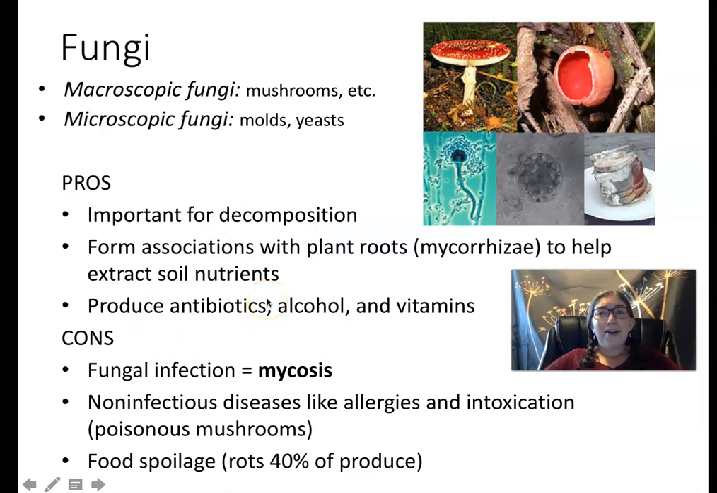Fungi also are great producers of antibiotics. They live in the same communities as bacteria and often compete with them. And in fact, the very first antibiotic that was discovered, which was penicillin, was made and discovered by a fungus that was on a cantaloupe in a grocery store. We also use fungi to make alcohol, to ferment fruit and grain, to make beer and wine, and we can use them to make vitamins, a lot of B vitamins.